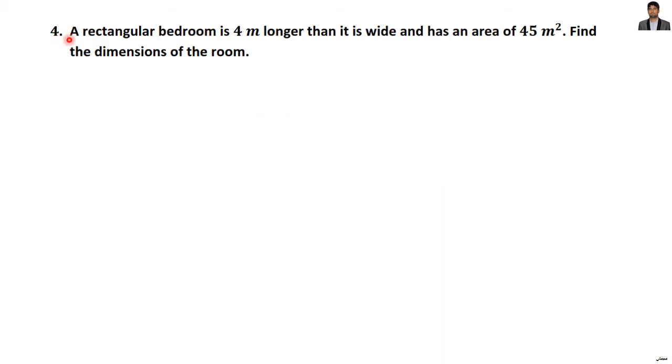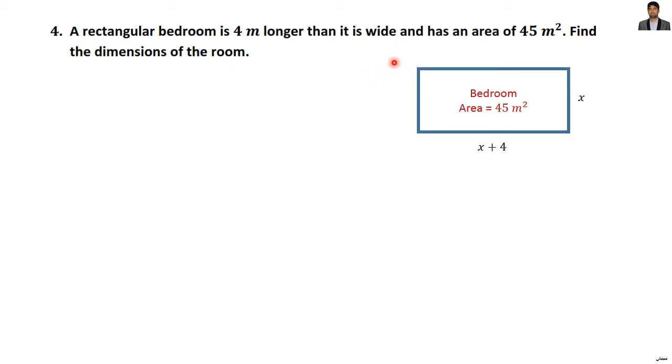Question number 4. A rectangular bedroom is 4 meters longer than it is wide and has an area of 45 meters square. Find the dimensions of the room. So this is a diagram of the bedroom. We suppose that the length is x plus 4 and the width is x with the given area of 45 meters square.